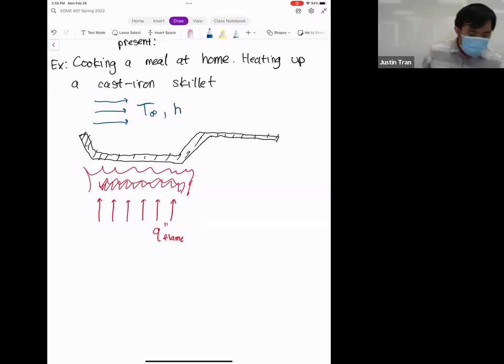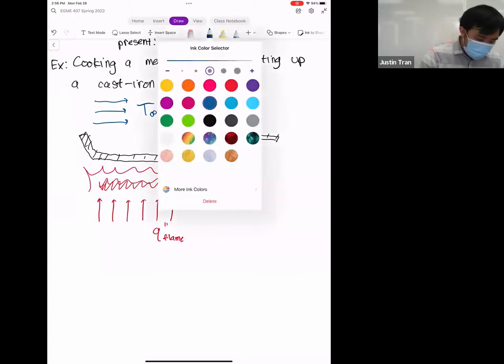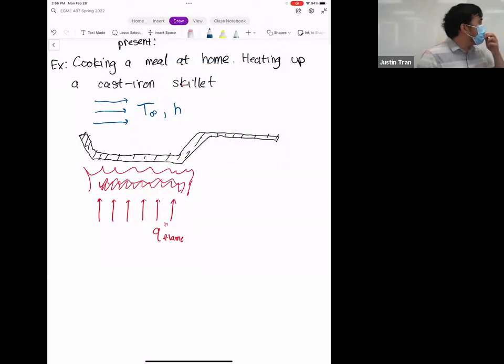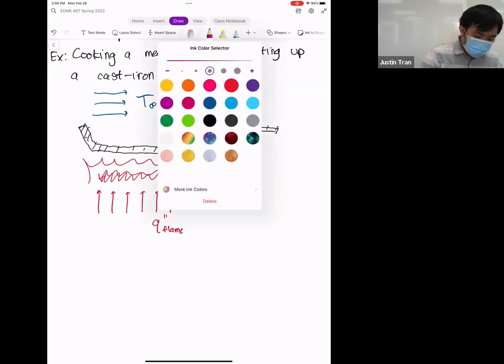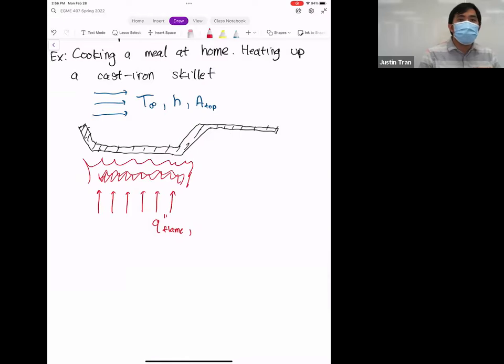And the fan has some convection coefficient H. A couple other things. Since the airflow is going to be going over the top of your pan, we're going to say this is going to operate on an area called A top, because that's the surface area at which the air is cooling your pan. Whereas the flame is only heating your cast iron pan from the bottom. So we'll call this A bottom.